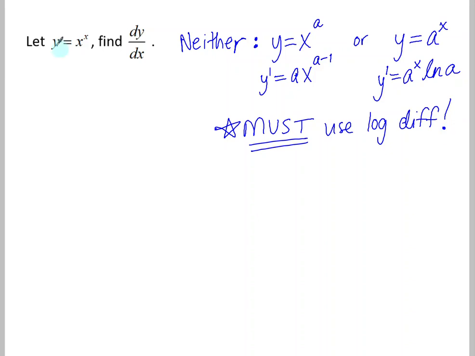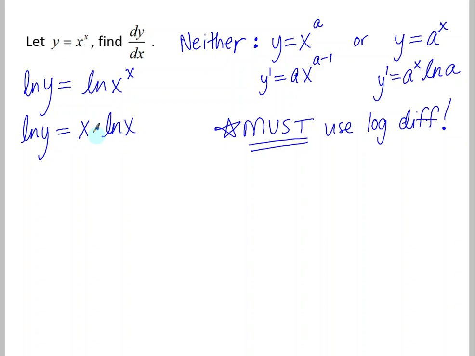So let's proceed. We start by taking the natural log of both sides of the equation. Natural log of y equals natural log of x to the x. Why does that help us? Because now on the right side, we can use our properties of logs to rewrite this so there is no x in the exponent. Natural log of y equals x times natural log of x. Now notice, when we take the derivative, we have a product of functions of x times natural log of x. So we want to remember using our product rule, f g prime plus f prime g.